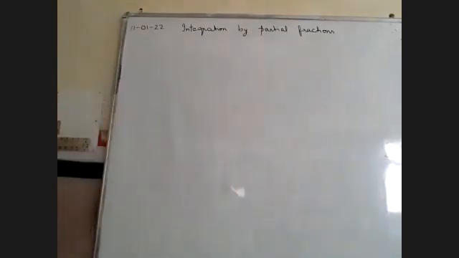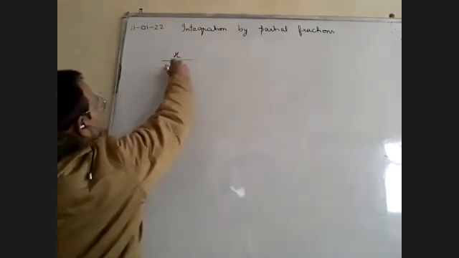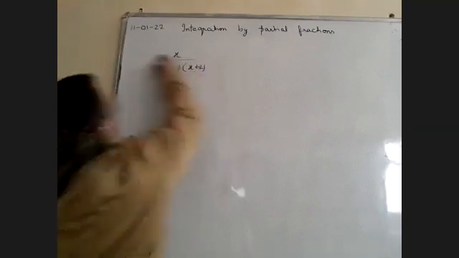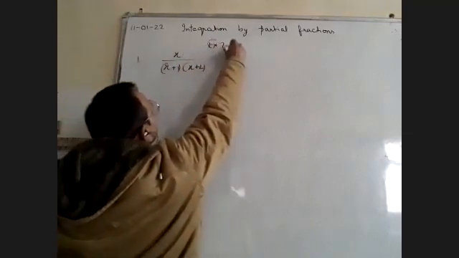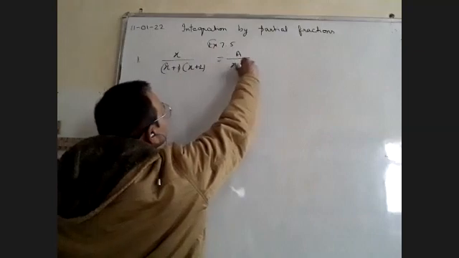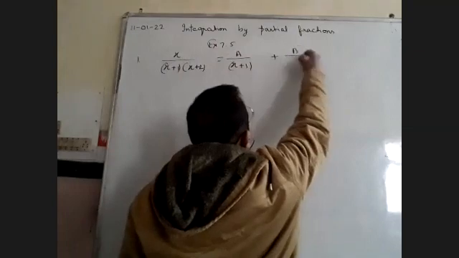Now we are starting exercise 7.5. The first question is x upon (x plus 1)(x plus 2). This is the first question of exercise 7.5. So you can let it be a upon x plus 1 plus b upon x plus 2.